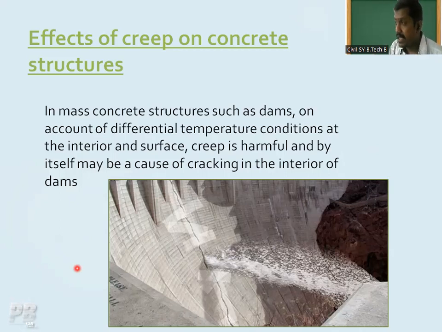So if you see the exterior portion of the wall, it is directly exposed to sunlight. But if you see the interior wall, it is not exposed to sunlight. So at the interior portion you have a different temperature, and at the exterior portion you have a different temperature. Due to this differential temperature, there is a chance of formation of cracks in the concrete body. Due to the creep, there is a chance of crack formation, which will lead to converting minute cracks into major cracks in the case of massive structures like a dam.